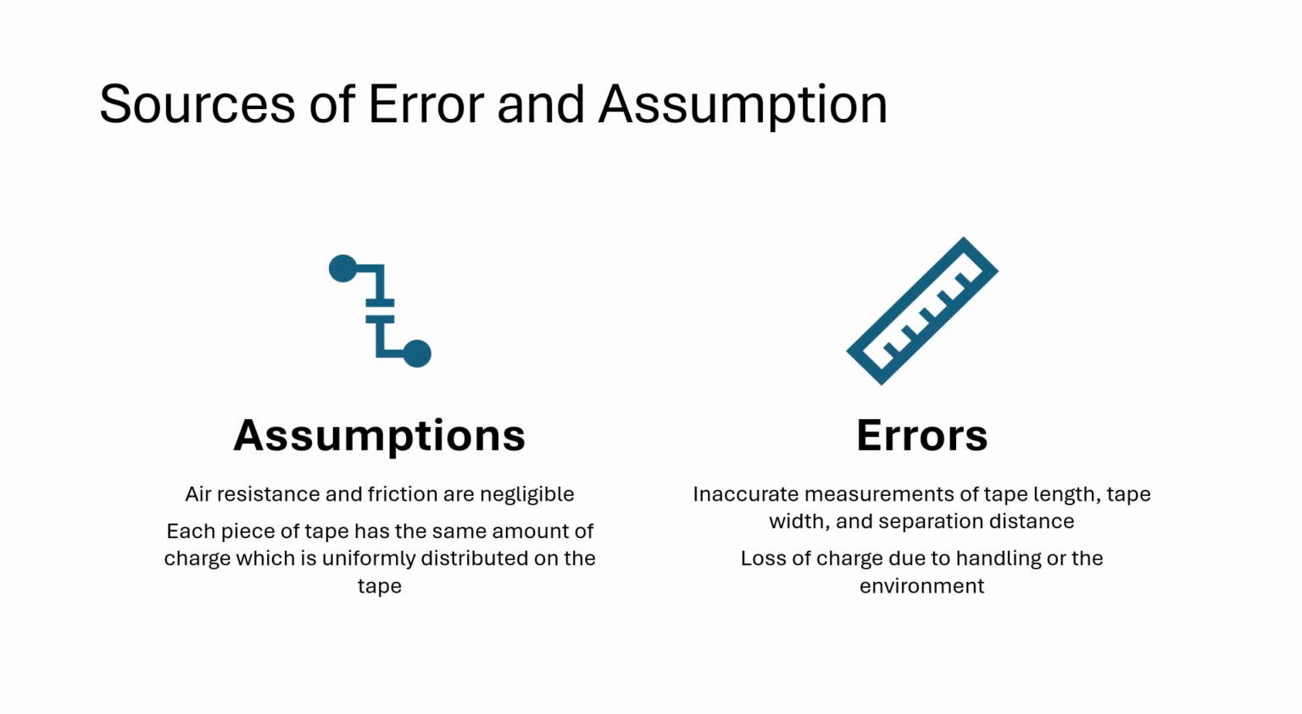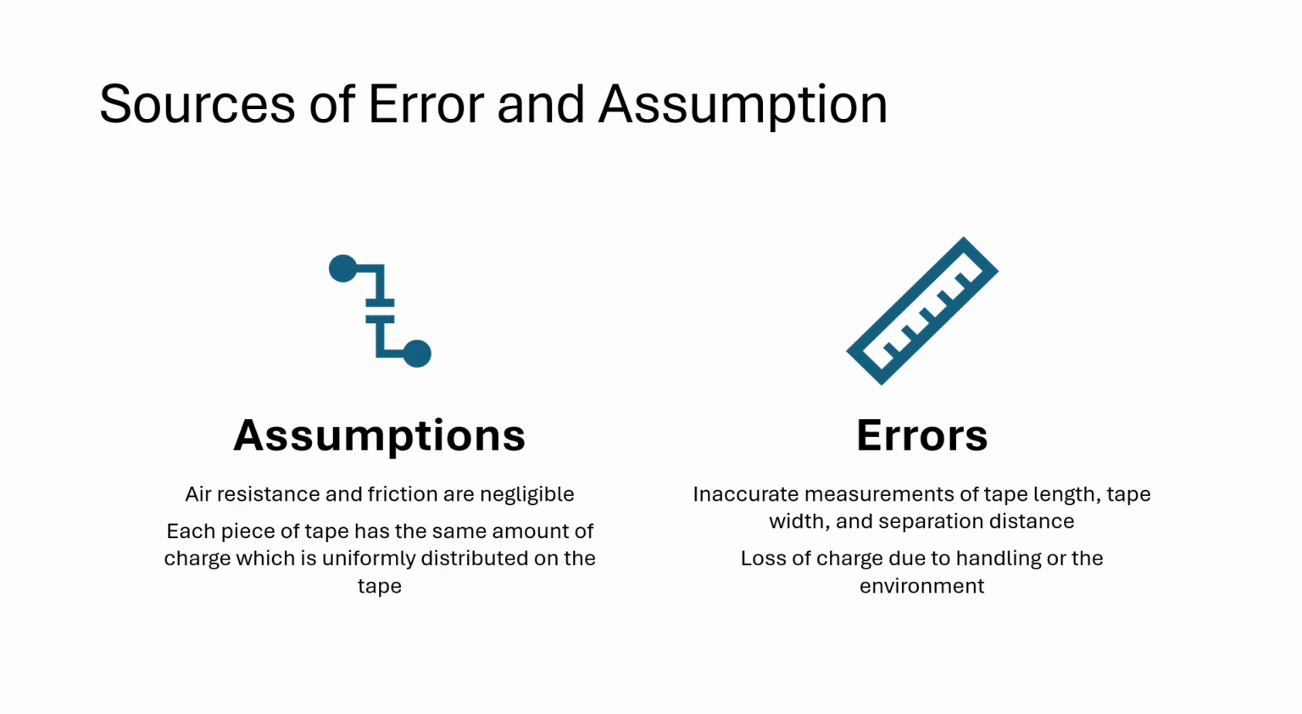Some of the sources of error and assumptions that could have come from this lab are, we're assuming that air resistance and friction are negligible, even though a piece of tape is very light and flimsy, and so air resistance might be a bigger issue. And we're saying each piece of tape has the same amount of charge, which is uniformly distributed on the tape, but there's no way to know for sure.